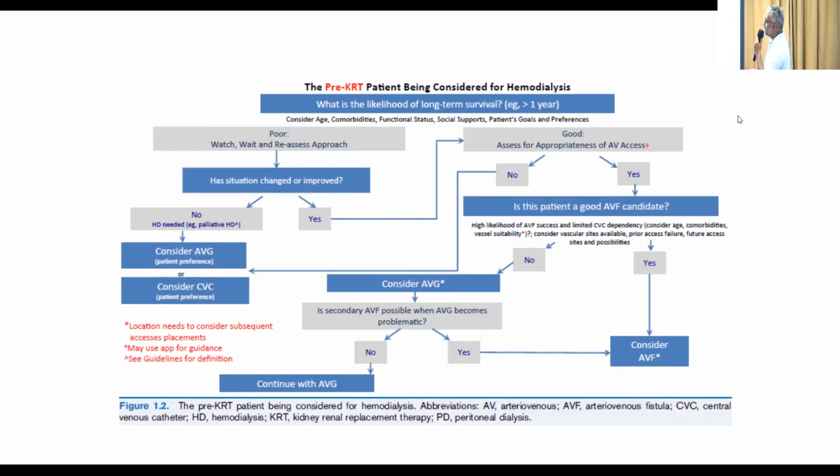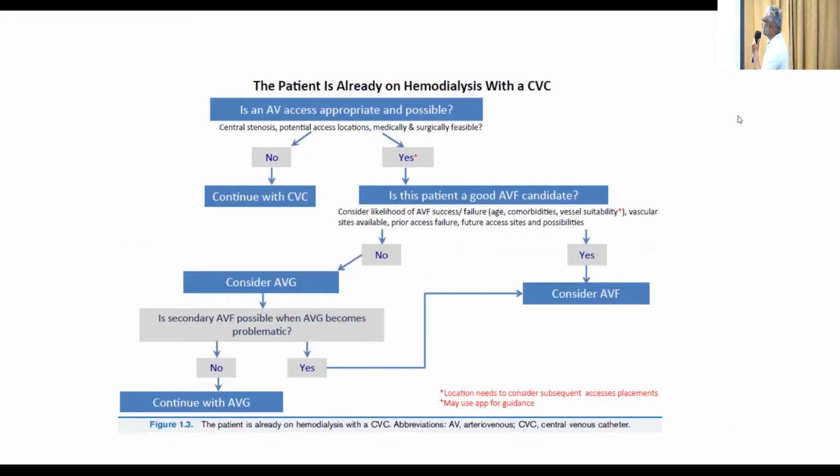If the status is improved, let me give an example. Patient had breast cancer. You don't know whether the patient's going to survive more than 1 year. You put a tunnel catheter. The patient was cured. Then you can go and do a fistula if that happens. This is what we see a lot.